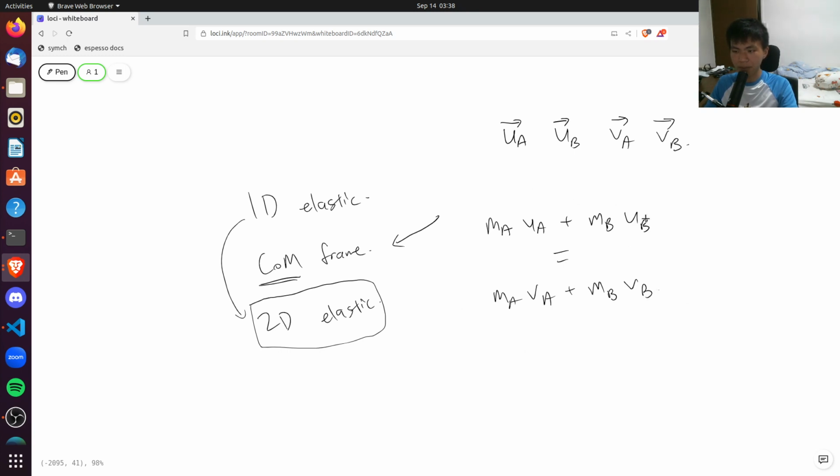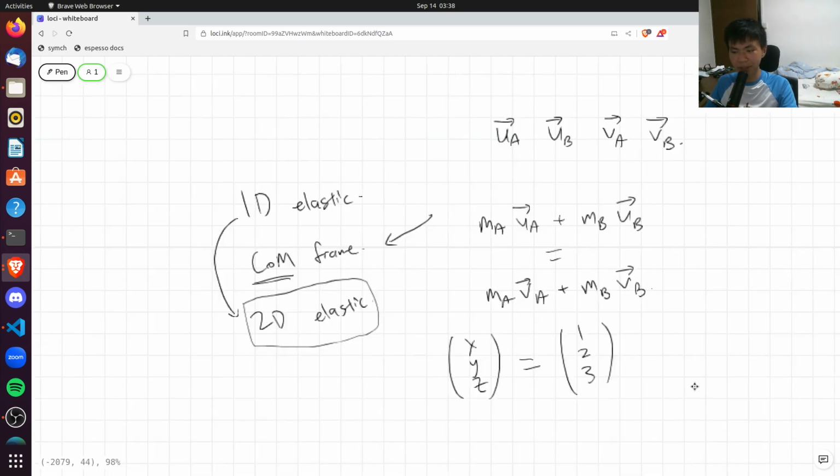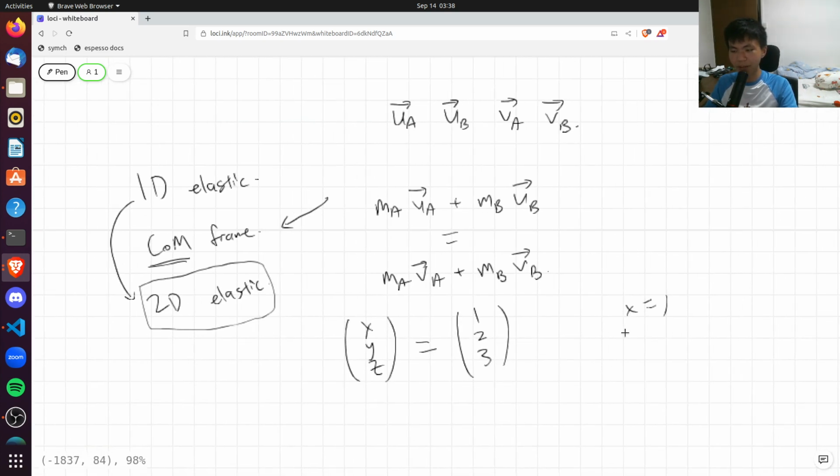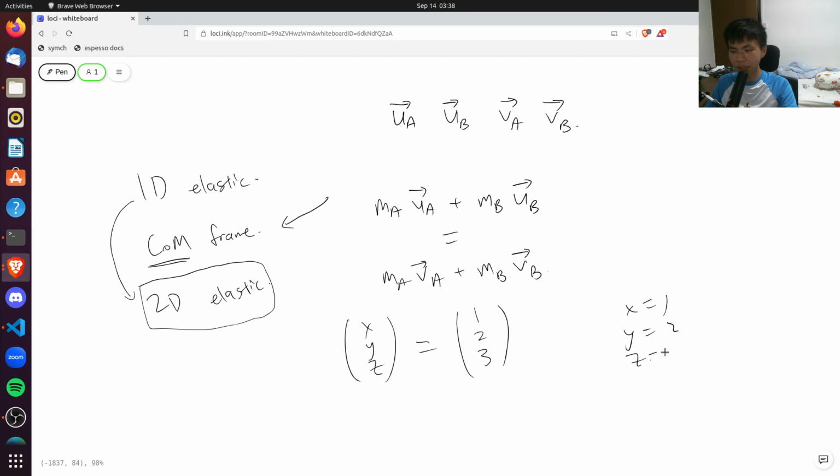this is the 1D version. If I put arrows on top of these, these velocities are vectors. Then this just holds as a vector equation. Remember, what does it mean for a vector equation to hold? It means that all the components are equal. So if I have (x, y, z) equals (1, 2, 3), it literally means three equations: x equals 1, y equals 2, z equals 3.